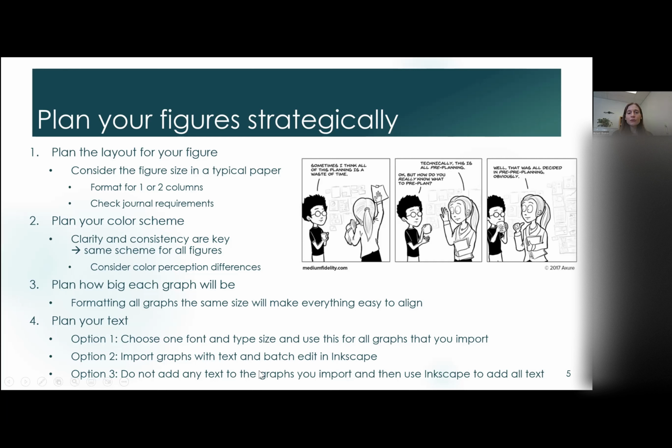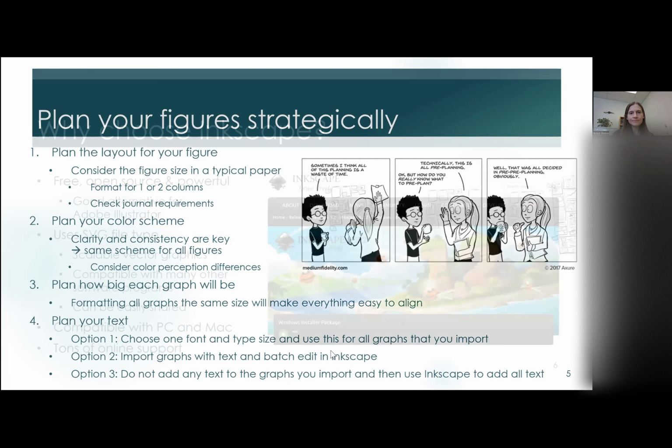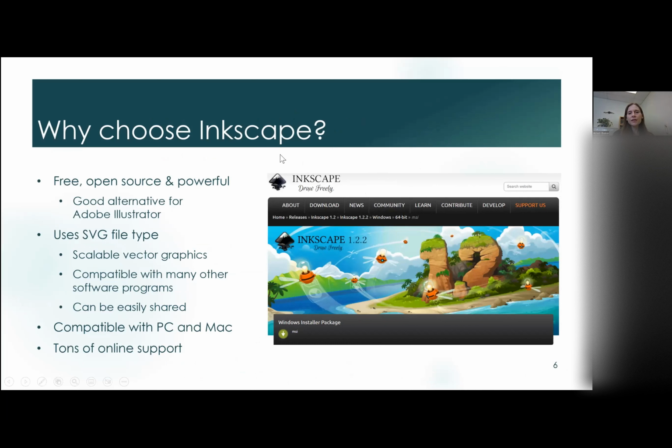Now, the other thing you can do, and this is an option I used to do before I realized you could do this batch editing, is export all of your graphs without any text and add that in afterwards. It makes sure that your text is uniform, but it's really tedious. So the fact that Inkscape will allow you to do this batch editing is, I think, one of its best features. All right, so why choose Inkscape?